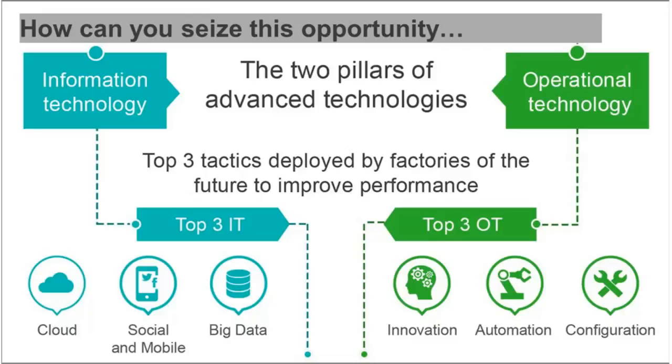So if you look at the top three IT tactics or the operational technology tactics itself, they will be centered on cloud, your mobility part, having a collaboration capability, and of course using the huge amount of data that your organization may have. And then yet, they should be able to provide you with the capabilities around innovation, around automation or the configuration, which you may be expecting on the operational front. So these are some of the important things that you would be able to use for seizing the opportunity of modernizing some of the manufacturing processes within the organization.